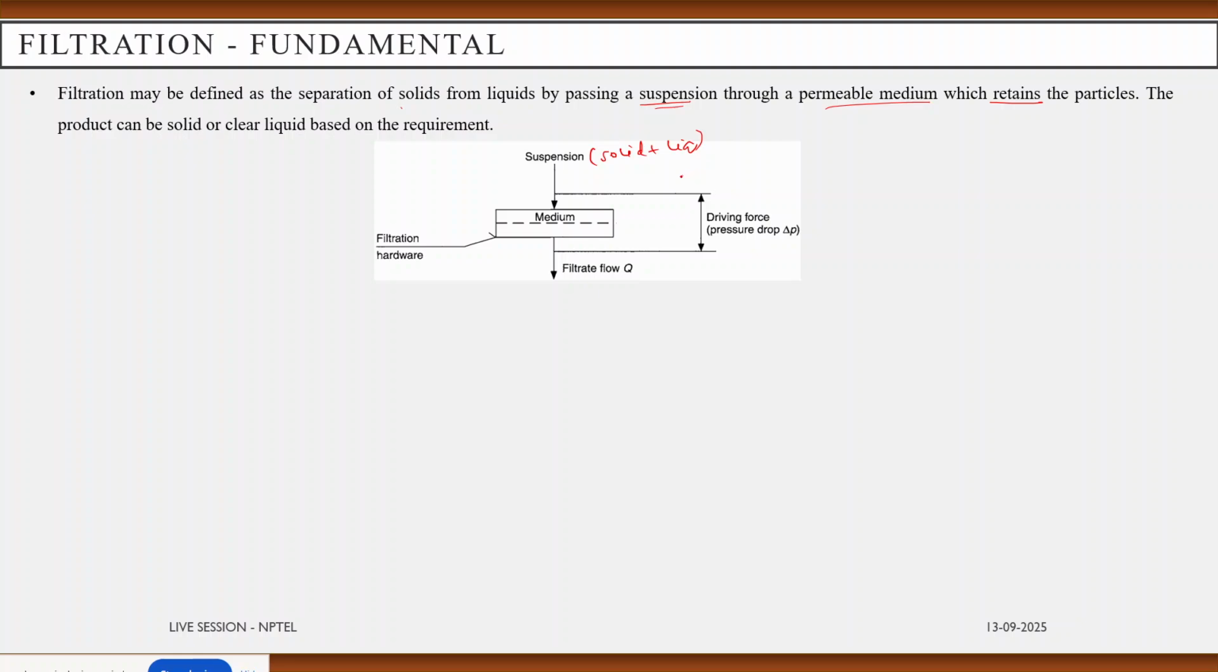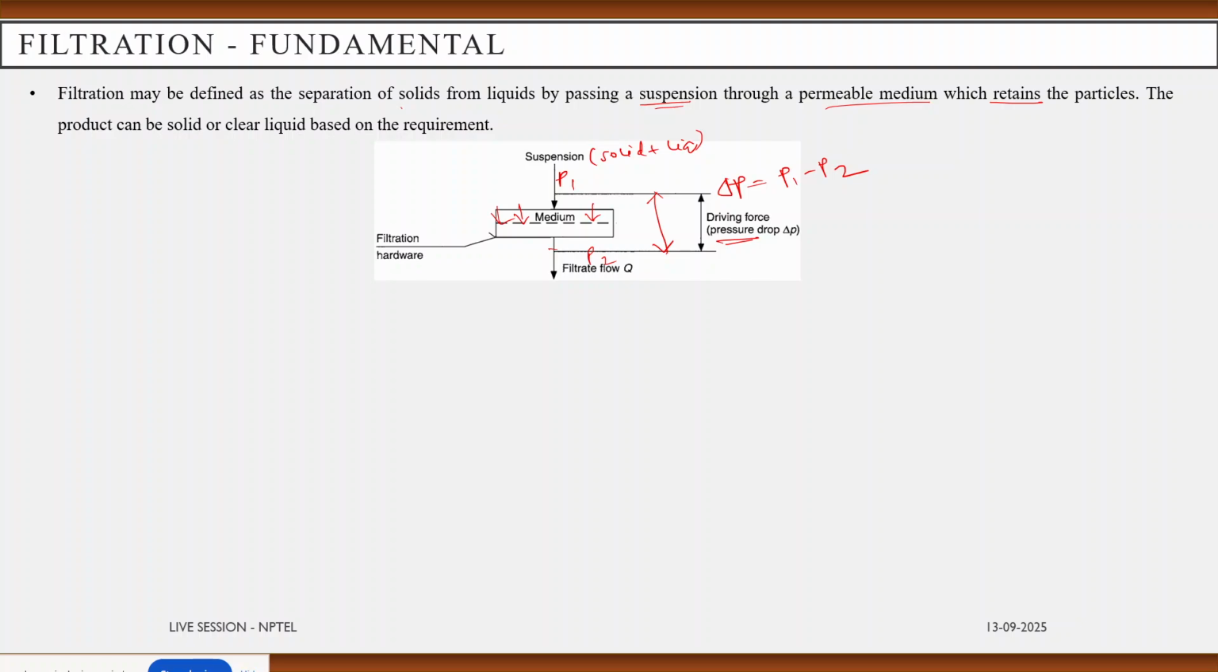at a constant pressure for one condition, or it might be at a constant flow rate or constant pressure. Due to the passing through the porous medium, some pressure drop occurs between the upstream and downstream sides. That pressure drop we denote as P1 minus P2. So this is very simple knowledge for filtration.